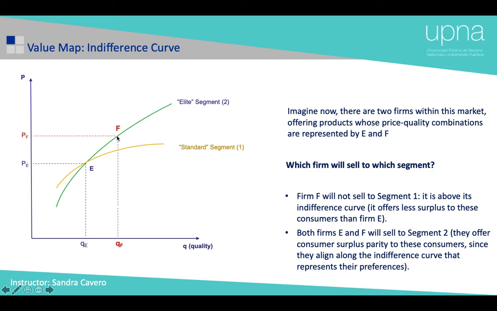Well, firm F will not sell to segment 1 because it's above that indifference curve. That means that it offers less surplus to these consumers than firm E, which aligns within this indifference curve of the standard segment. But both firms, E and F, align within the indifference curve that represents the preferences of the elite segment, so both firms will sell to segment 2. They offer consumer surplus parity to these consumers since they align along the indifference curve that represents their preferences.